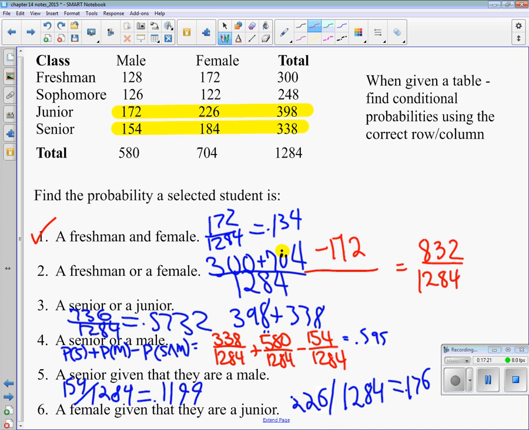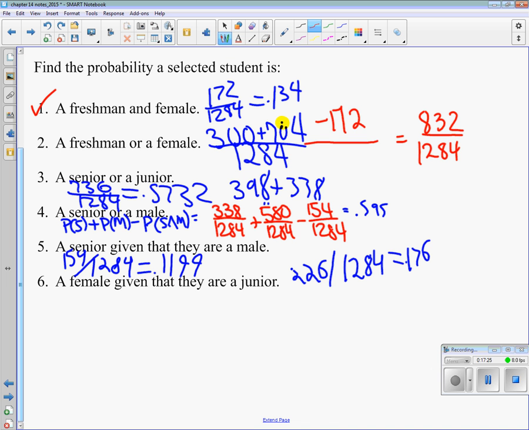All right, what do you think about number 5? Oh, I have a problem with number 5. Why? Do you see the mistake?